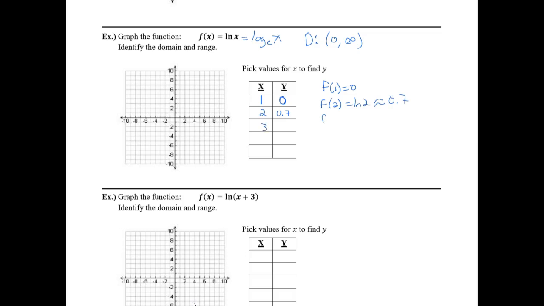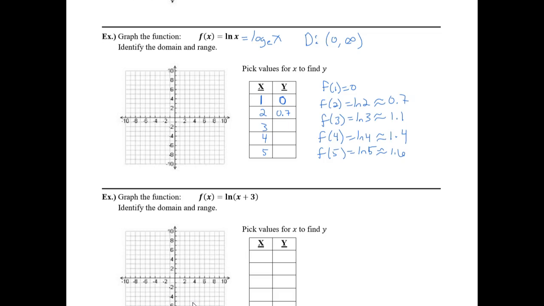Let's do 3. Again, I'm just using my calculator to approximate these. So the natural log of 3, I get about 1.1 after rounding to the tenth. And f of 4, so natural log of 4, I get approximately 1.4. Let's do one more here. So take the natural log of 5. I get approximately 1.6. So we can see it's kind of slow moving here.